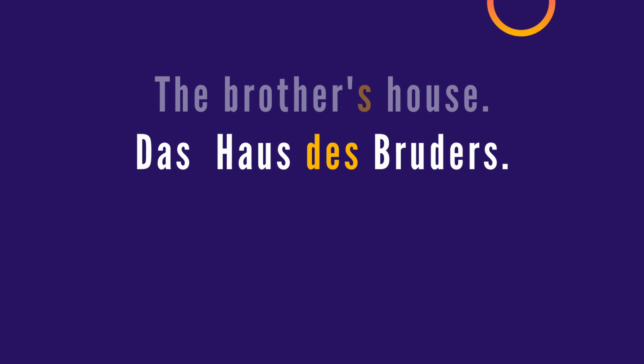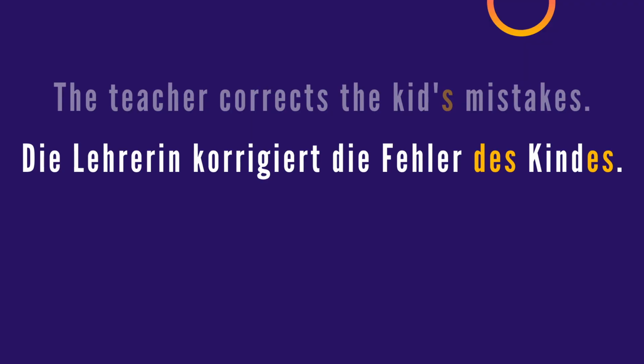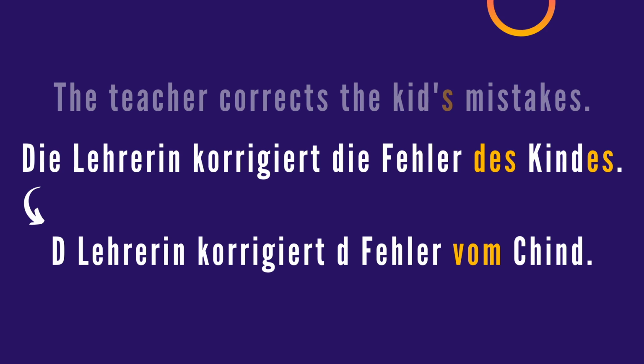Noun cases. Swiss German lacks the genitive case. So instead of saying things like das Haus des Bruders, we just say das Haus vom Brüder. As you can see, we just add the word vom or vo. Or for example, if you want to say, die Lehrerin korrigiert die Fehler des Kindes. In Swiss German you would say, die Lehrerin korrigiert die Fehler vom Kind.